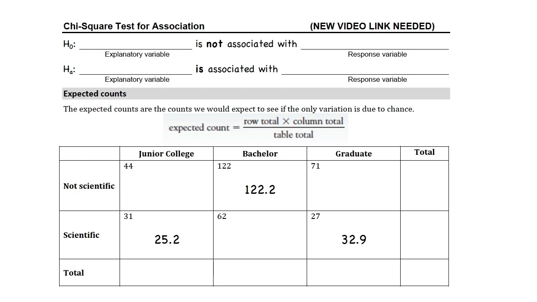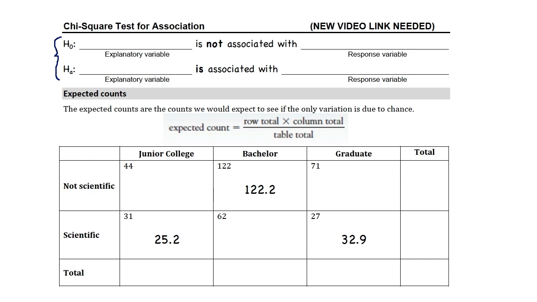The chi-square test for association gives us one test to test for any association between two categorical variables, even if it involves a comparison of more than two proportions. So our hypotheses always follow pretty much the same pattern. Our null hypothesis is that the two variables are not associated, and the alternative hypothesis is that the two variables are associated.